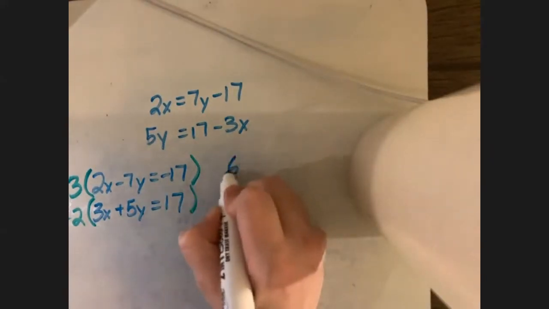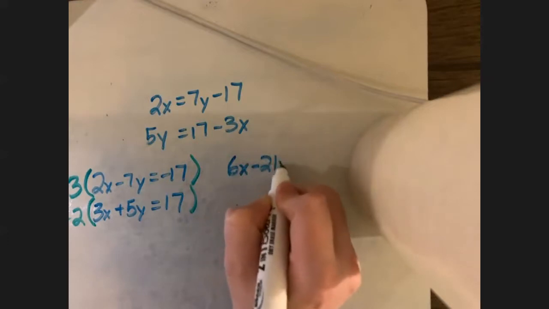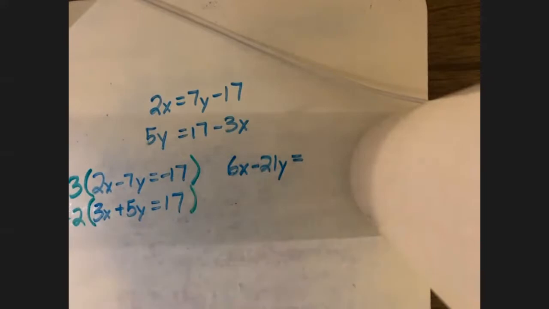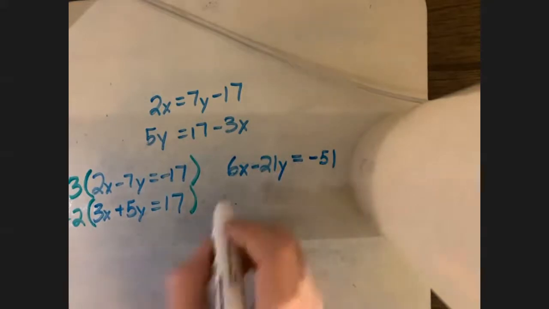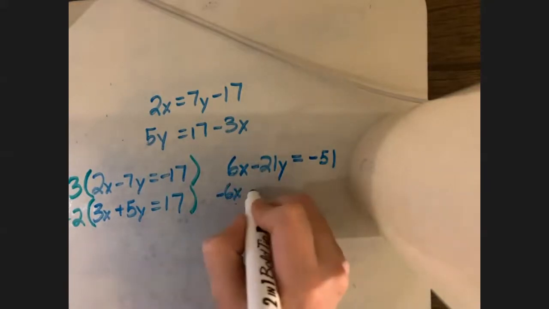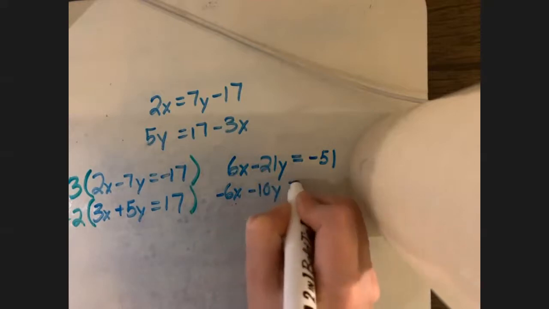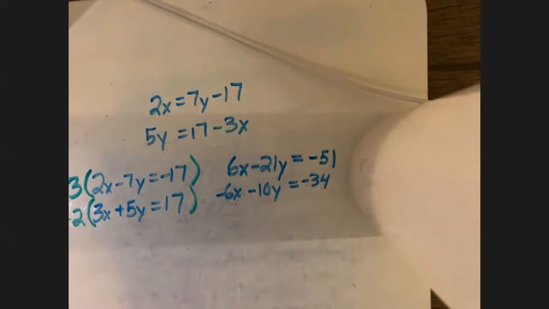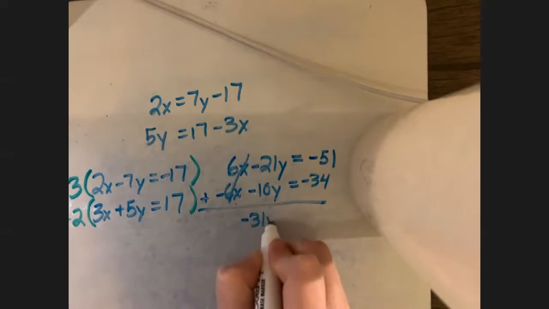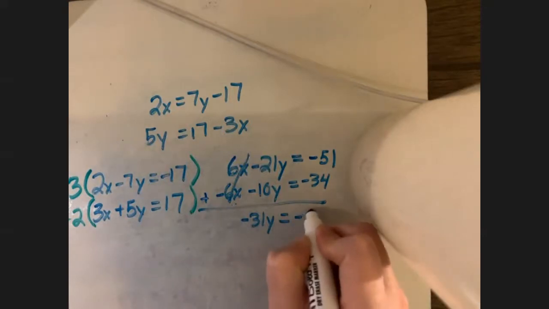So now I've got 6x minus 21y equals, and I don't do well with that in my head. Where's the calculator? 51, and it's going to be a negative 51. Okay. And on the bottom one, I've got negative 6x minus 10y equals negative 34. Okay. And we're going to add. X's are going to cancel. So now I have negative 31y equals negative 85.